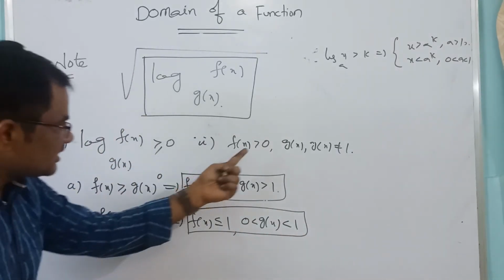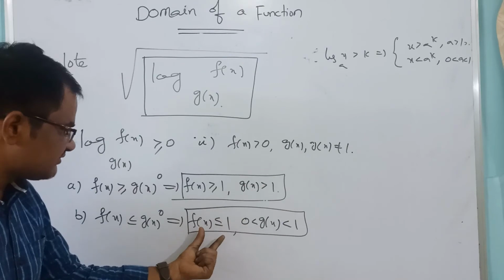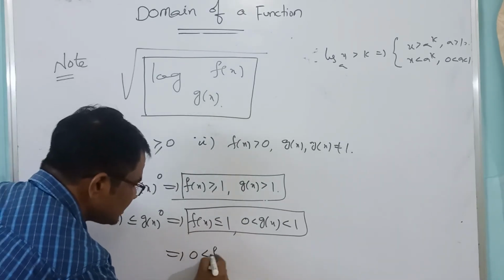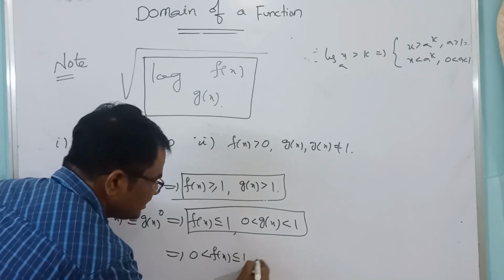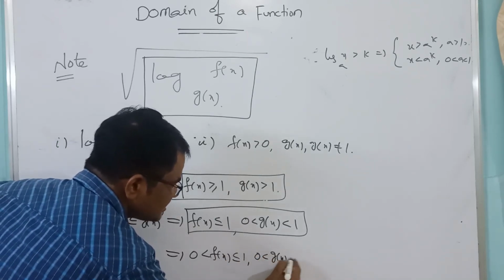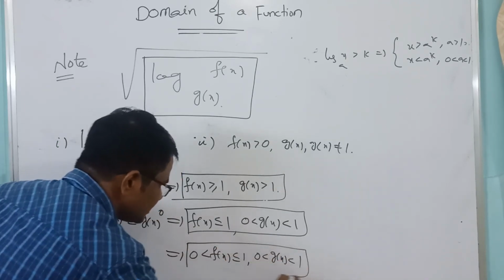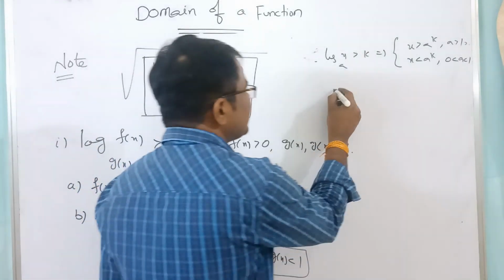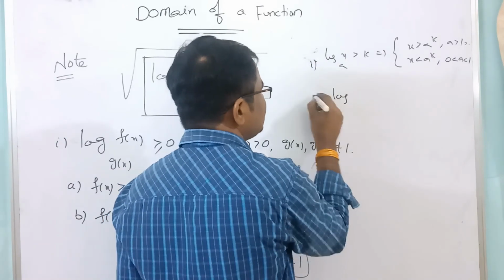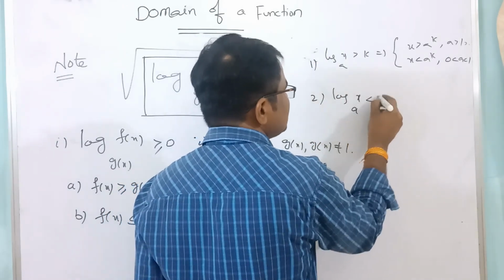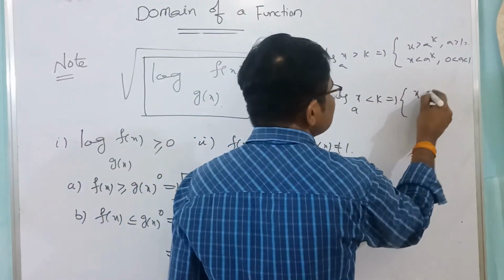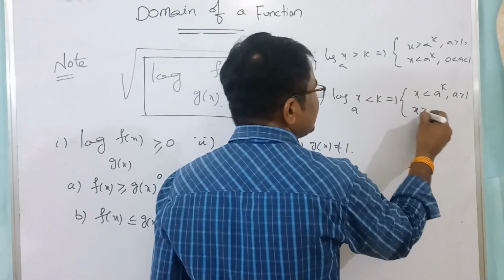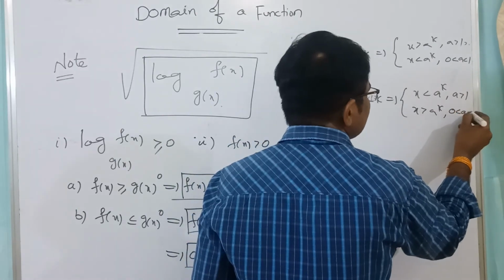Already, here f of x greater than 0 is there. f of x greater than 0 means this can be written as 0 less than f of x less than or equal to 1, 0 less than g of x less than 1. So these are the two most important conditions. Once again, listen: log x to the base a less than k gives x less than a power k when a is greater than 1, and x greater than a power k when 0 is less than a less than 1.